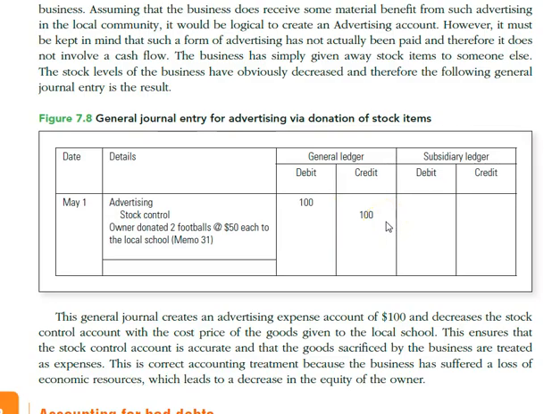Stock control, so stock is reduced, so it's a credit entry, and our narration says owner donated 2 footballs at $50 each to the local school, memo 31. So you do have to generate some form of it. It would be maybe a letter that they've written requesting a donation, and you just write the memo, take a photocopy of it and put that in your accounting system. Memos can actually be that easy, or they can be more formal. They may have to be written out properly. It's just keeping a record of exactly what the transaction is related to.